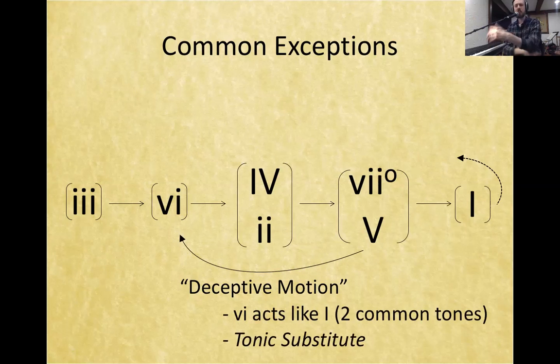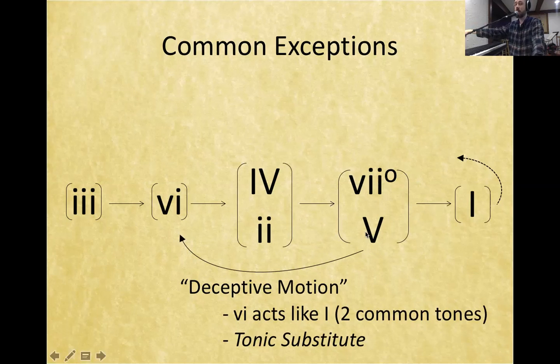So deceptive motion is 5 to 6, and we're again using this common tone connection to think of these things because 6, if I'm in G, is E, G, B. So again, we've got these 2 common tones with 1. That whole 2 common tone thing is really critical. That's how we ended up with 4 and 2 matched up. That's how we ended up with 7 and 5 matched up. And that's part of what makes 6 act like a really effective tonic substitute, right?